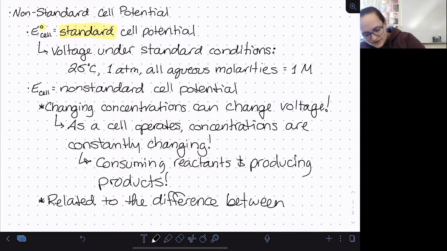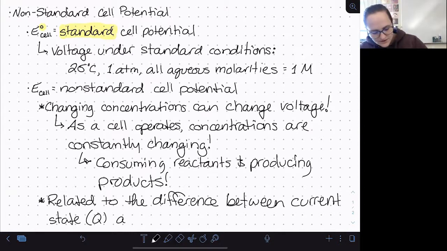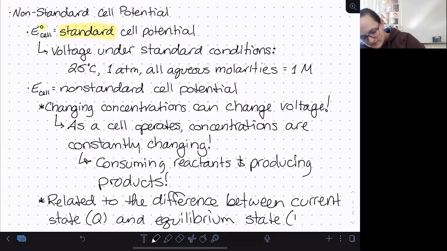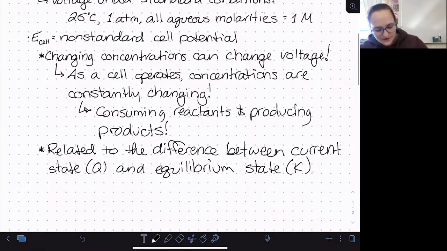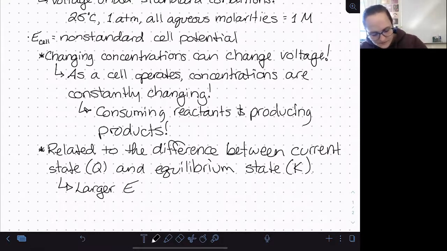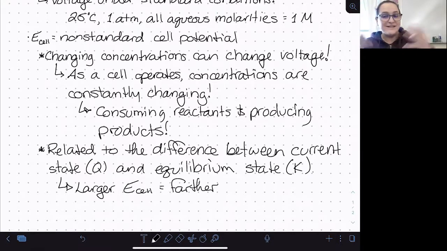So the difference between the current state, our reaction quotient, and the equilibrium state. A larger value of E cell means that we are farther away from equilibrium. There is a bigger difference between the state of our cell currently and its most stable or equilibrium state.